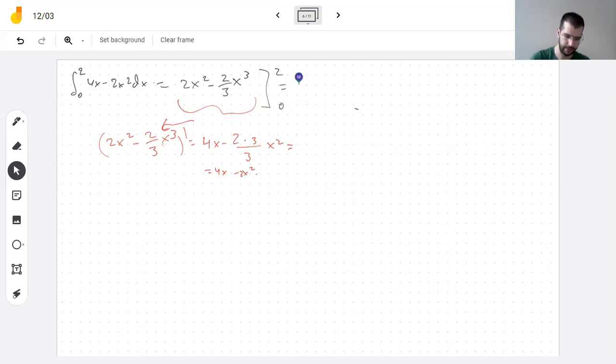So two times two squared minus two times two cubed over three. And then when you plug in zero, you're just gonna get zero. So the answer is 8 minus 16 divided by 3, which is 2 and 2/3.